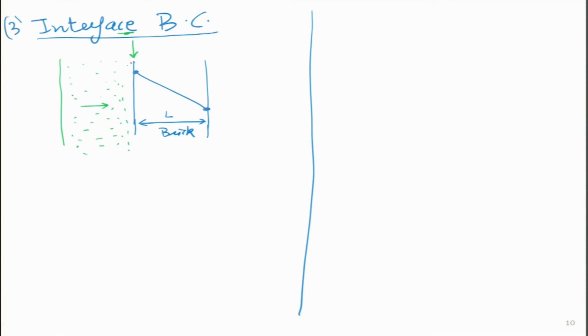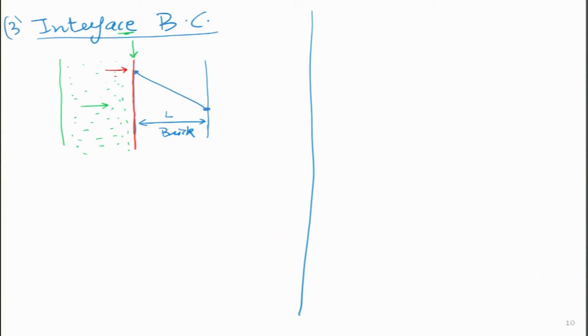Let me draw it in a different color. So, this red line over here is the interface. What boundary condition can I put for the interface? Again, energy conservation is always true. So, whatever q dot is coming over here has to be equal to this q dot over here. If I call it q dot A, that is equal to q dot B. Okay. So, this is wall A, this is wall B.